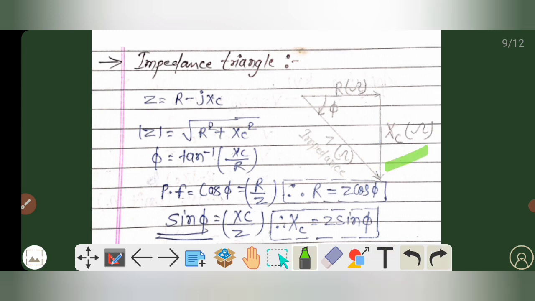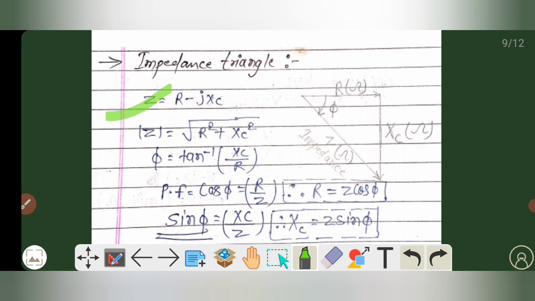Now if we want to calculate the equivalent impedance, then we have to join this point, and after joining, this will be the Z, that is impedance. As you can see here, Z is equal to R minus jXC, and if you want to calculate the value of Z, then that will come out to be root under R square plus XC square.